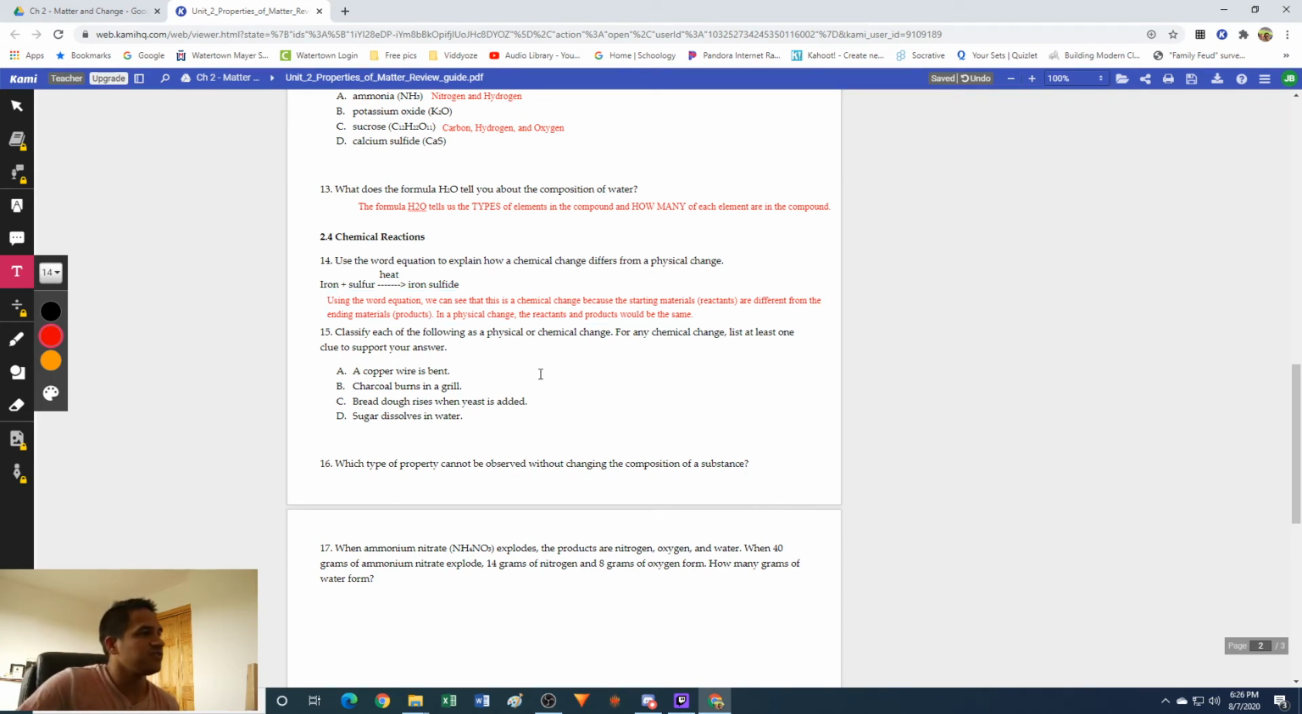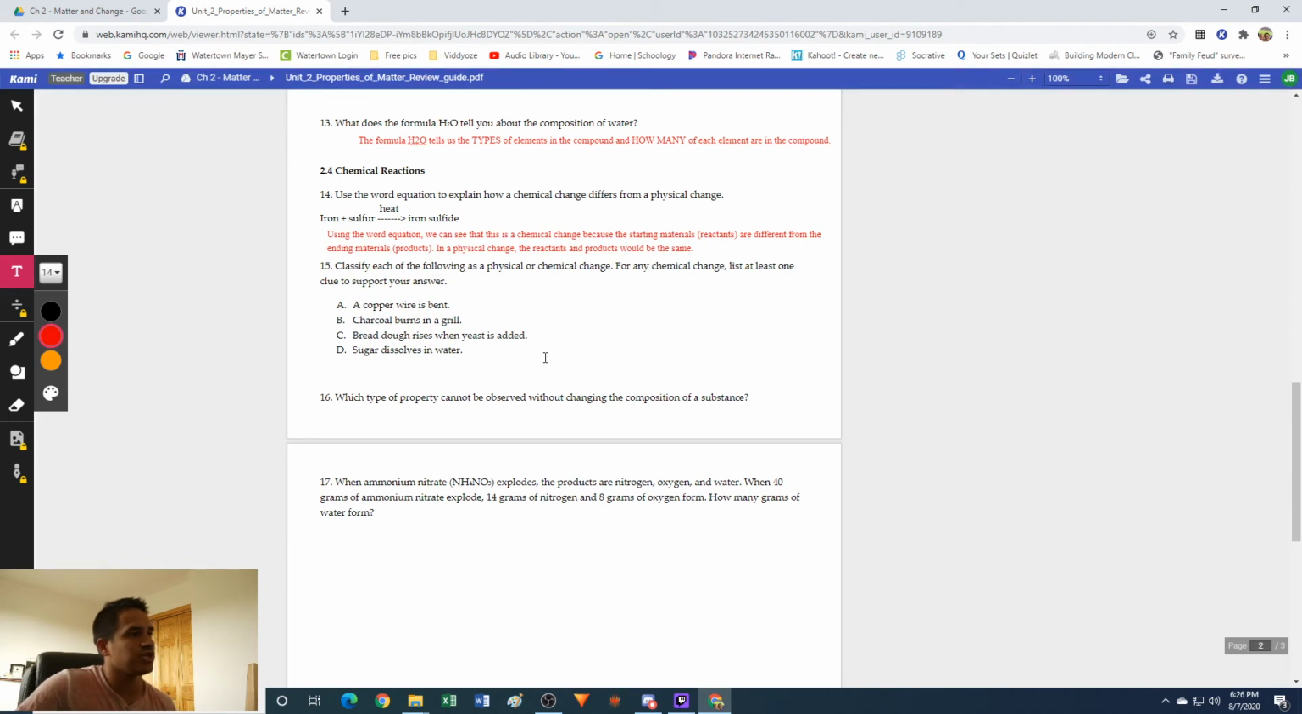Number 15, classify each of the following as a physical or chemical change, and for any chemical change, list at least one clue to support your answer. Letter A, a copper wire is bent. This would be a physical change because we're not making any new material. The copper is still copper, even if it's bent or straight. So we'll just say physical change. We only have to put a clue if it's a chemical change, and this one is not.